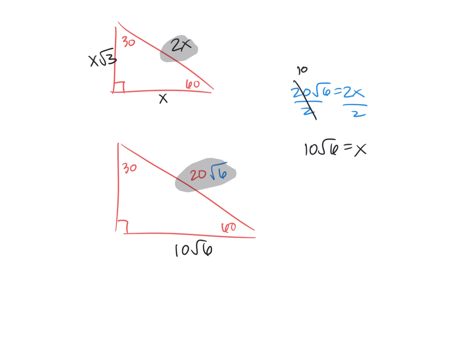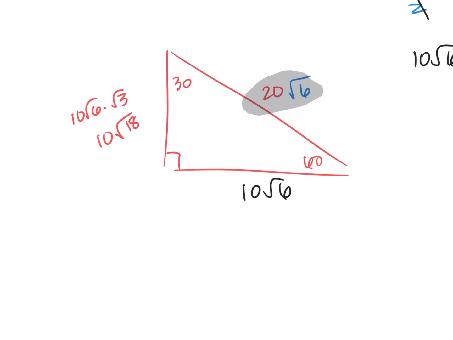Yeah? Then what would I do to get this leg? Multiply by root 3. 10 root 6 times root 3. Anyone know how to do that? 10 root 6 times root 3. Anything under the root just gets multiplied. 10 root 18. Ooh! Can I simplify root 18?